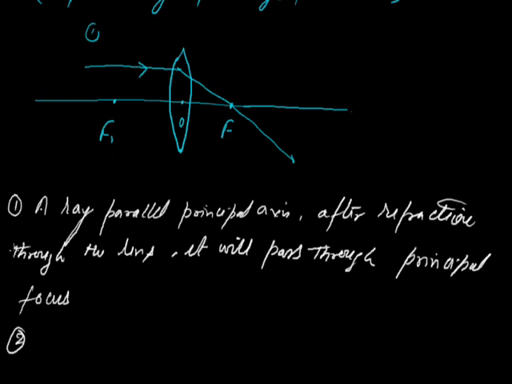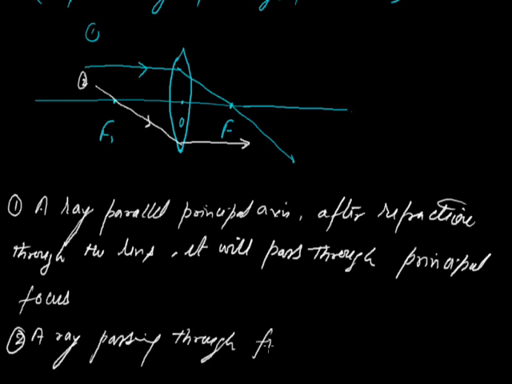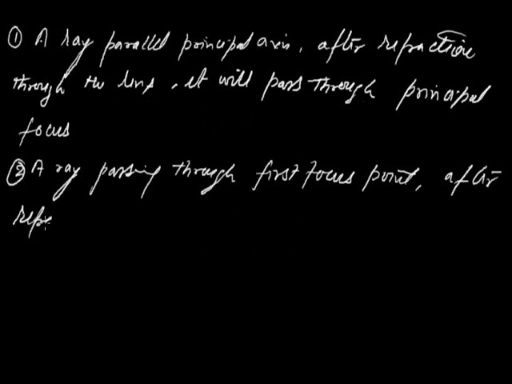The second ray is a ray passing through the first focus point. After refraction, it becomes parallel to the principal axis.